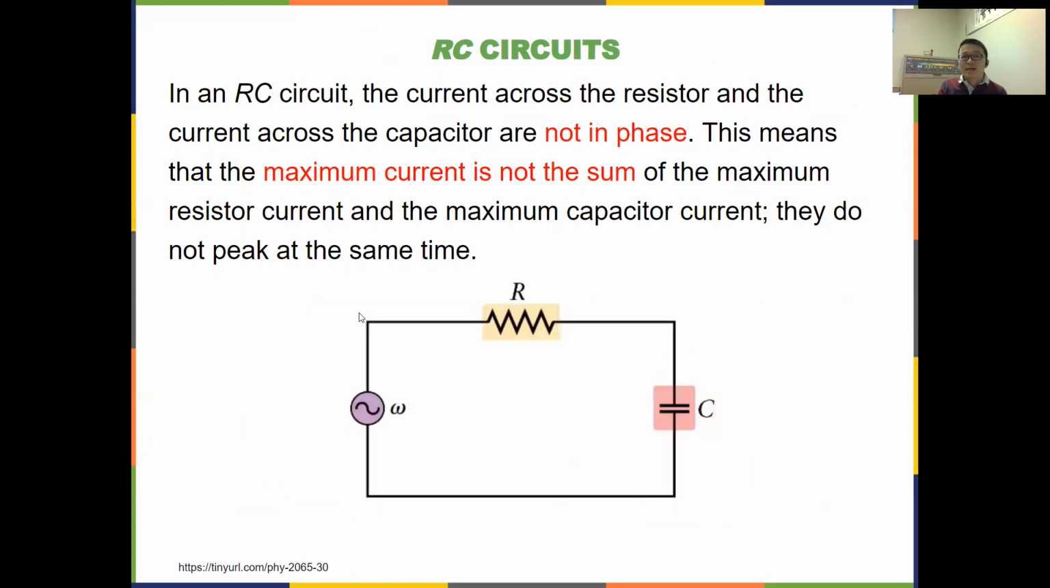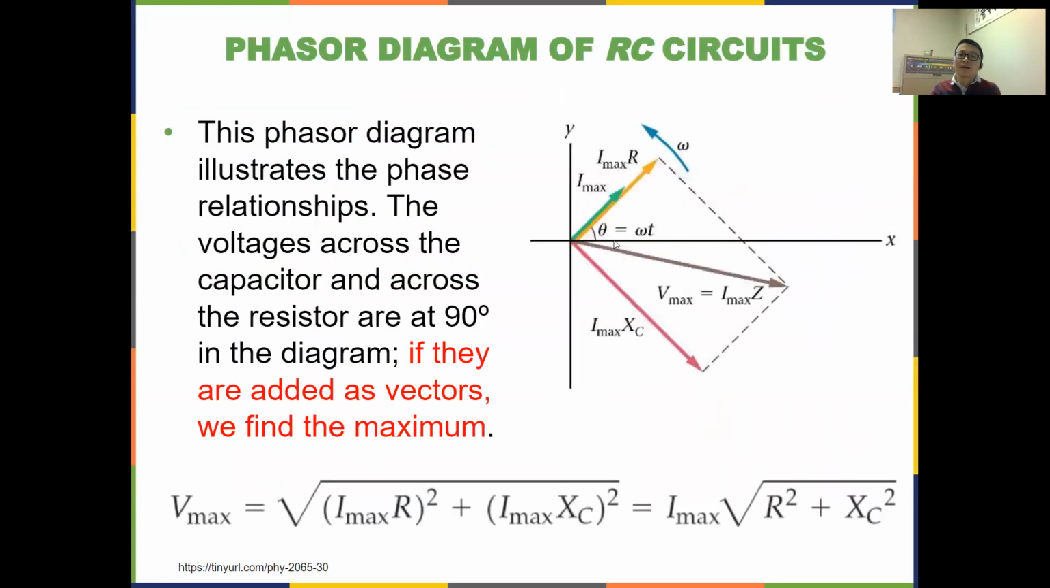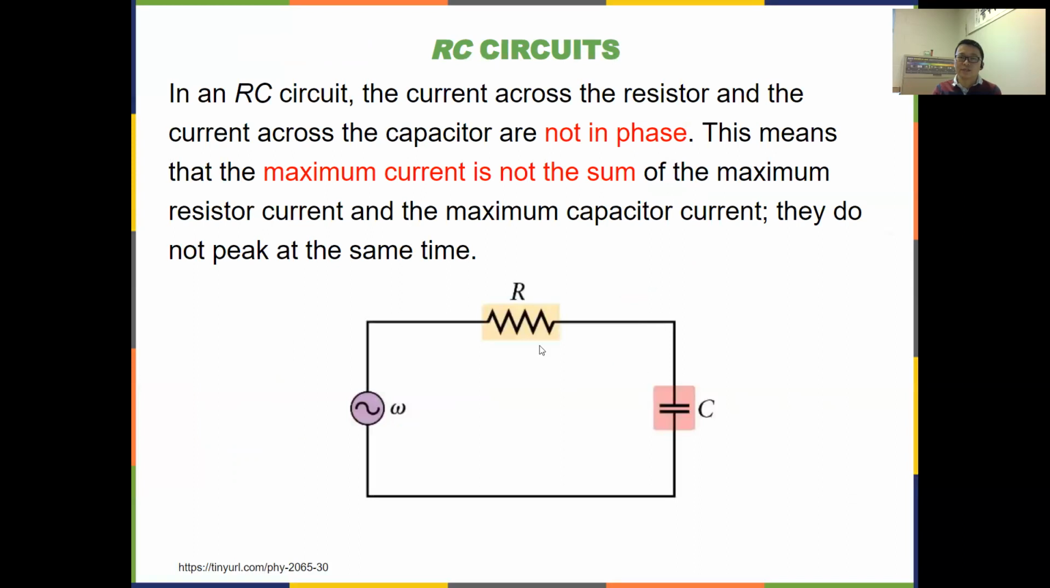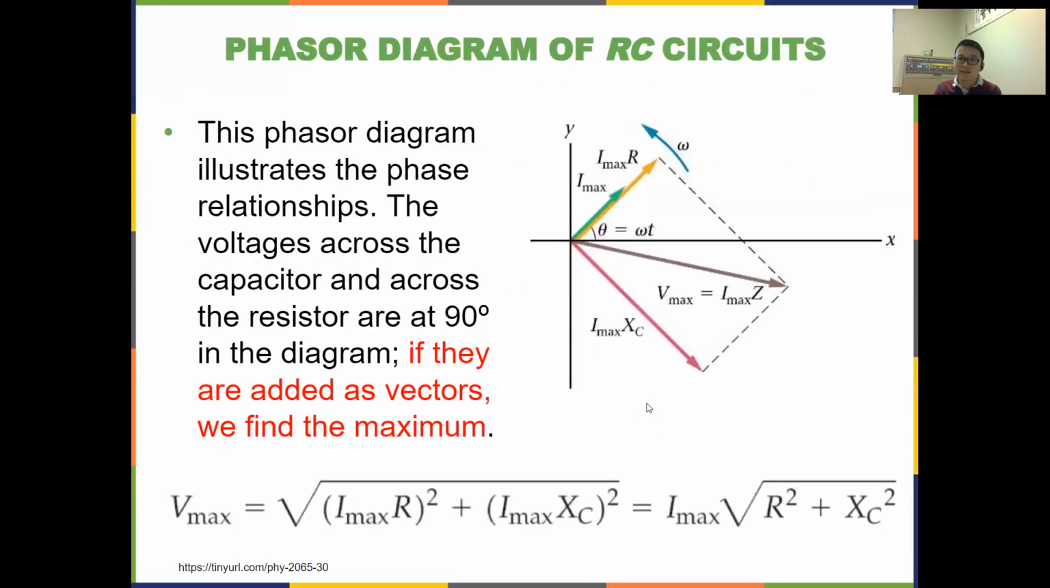So for an RC circuit, the current and voltage on the resistor will be in phase, but on the capacitor they will not be in phase. We can visualize them on the phasor diagram. So I max is the current phasor. I max times R gives you V max, the voltage phasor on the resistor. These two are on the resistor, okay? Now, because the two components are in series with each other, the current on this one and this one will be the same.